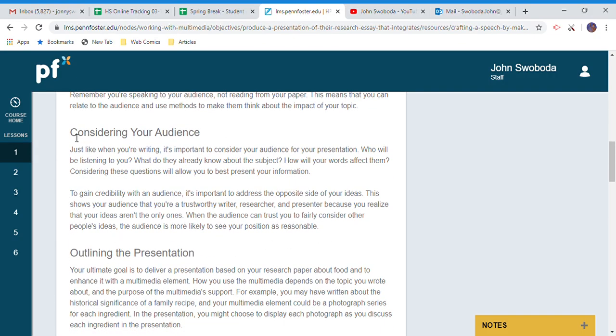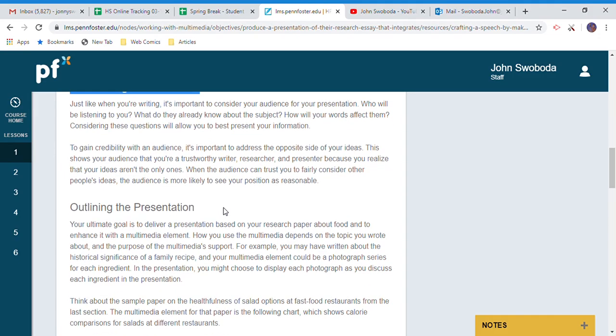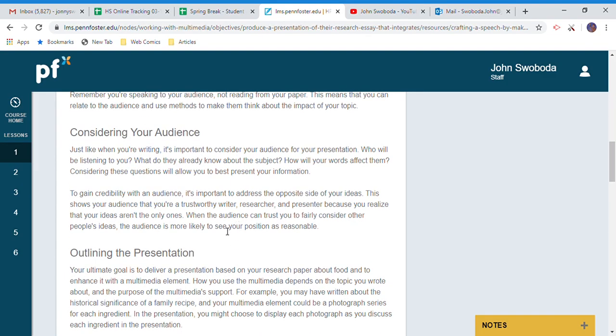Considering your audience, which is true even when you're writing an essay. How much do they know about the subject before you talk to them? Is it familiar to them and you're teaching them detailed information, or is it totally foreign to them and you have to start from square one?